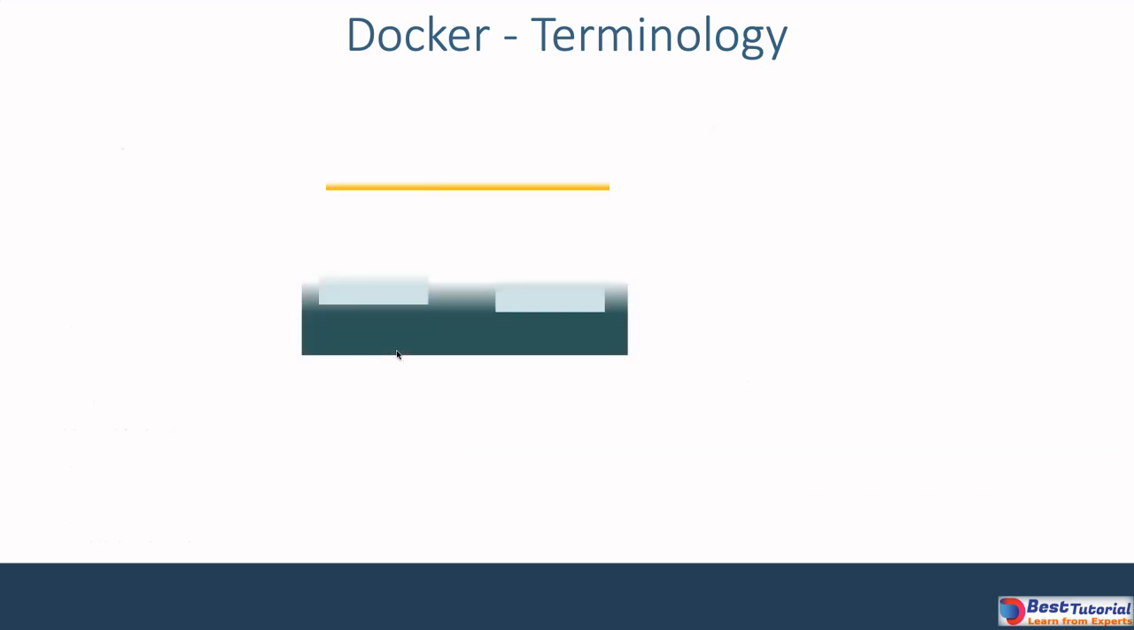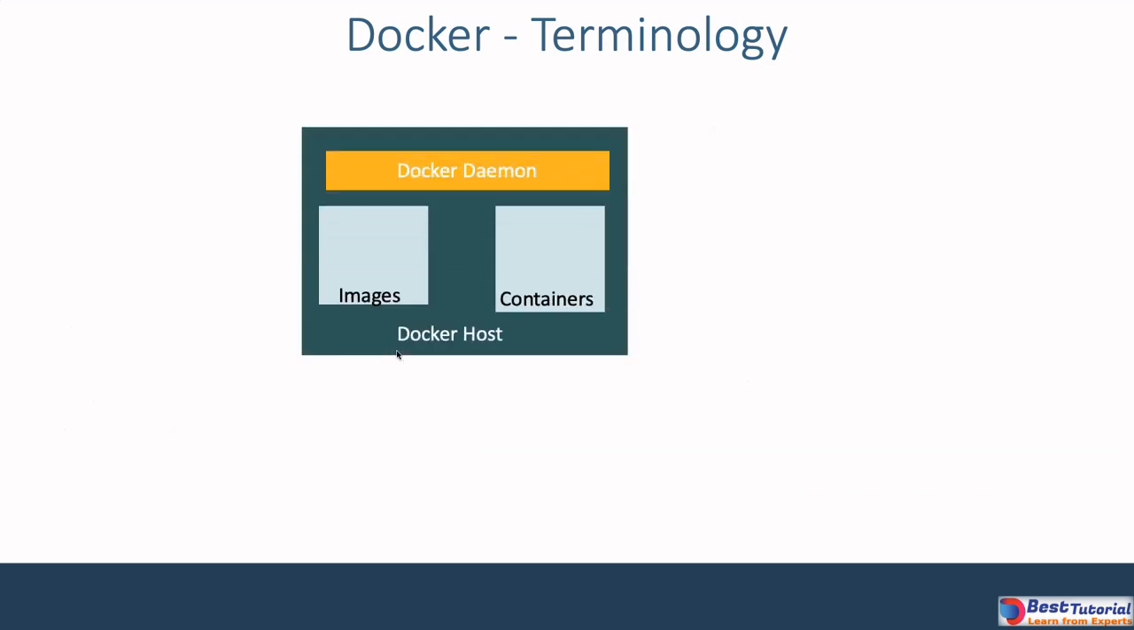So we have a Docker host, and on the Docker host we have the Docker daemon. If you want to pull an image and run it as a container, what is the process going to be? Let's go ahead and see that now.